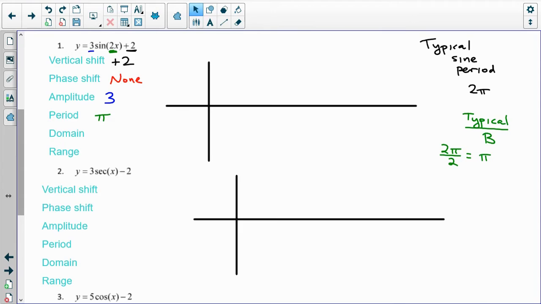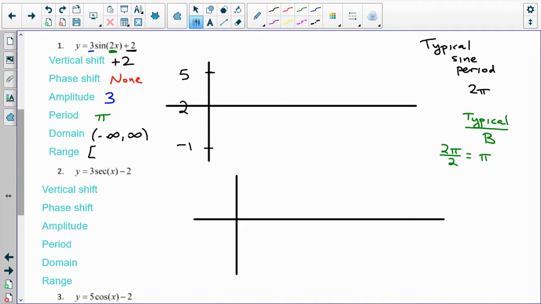The domain of any sine function is negative infinity to infinity. And then the range is normally negative 1 to 1, but in this case, we had a vertical shift of 2. So that means our midline is 2. And then we will go up to 5 and down to negative 1 because that's what happens when your amplitude is 3. So our range is negative 1 to 5.